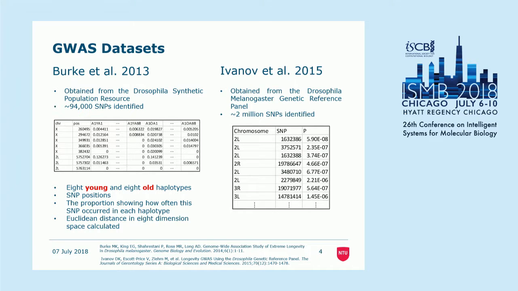So the second GWAS dataset was again a list of SNPs, but each of these SNPs was provided with a p-value which signified the significance of each of these SNPs in terms of longevity. So the lower the p-value, the more associated this SNP is with longevity.